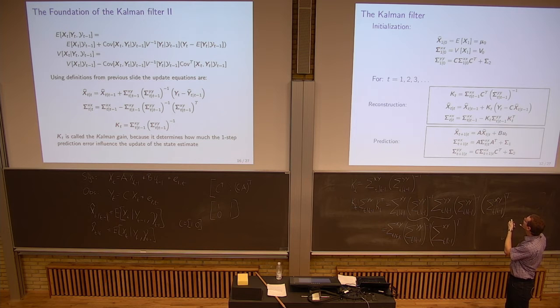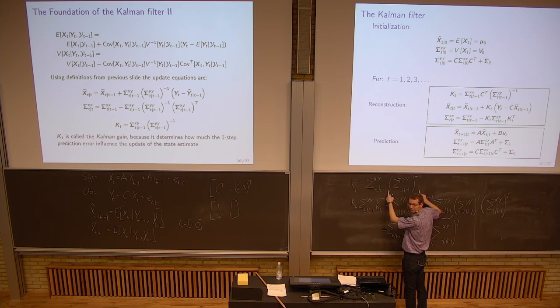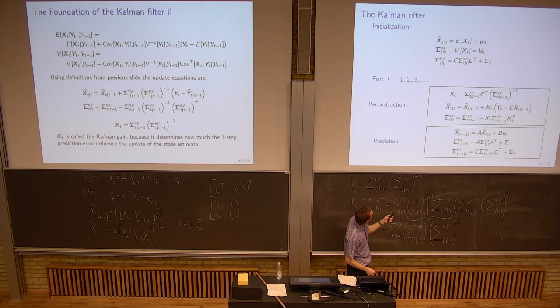You have sigma yy, t given t minus 1 inverse. You have that here. That's good. Then we have sigma xx, t given t minus 1. But here I have sigma xy. So what is this? This is the covariance between x and y. And up there it's given as something different. So let's just look at that covariance.